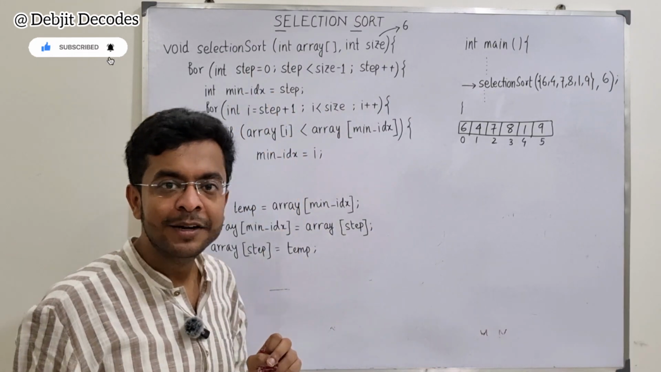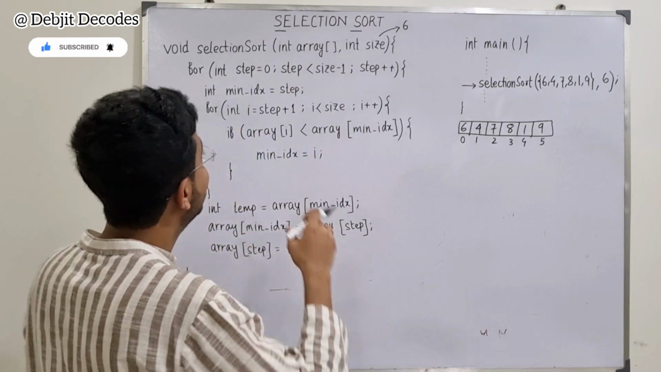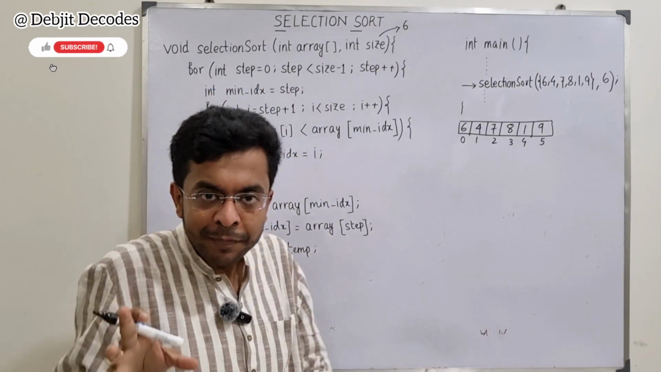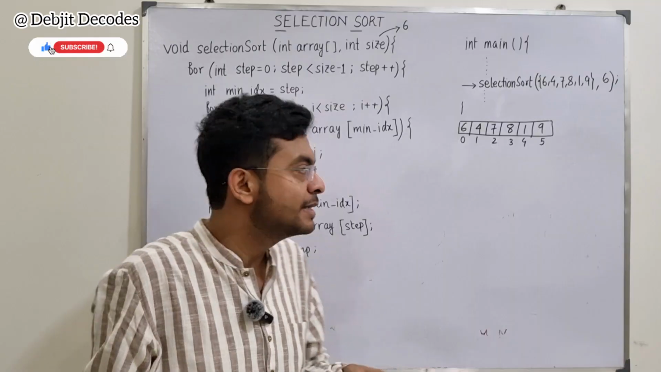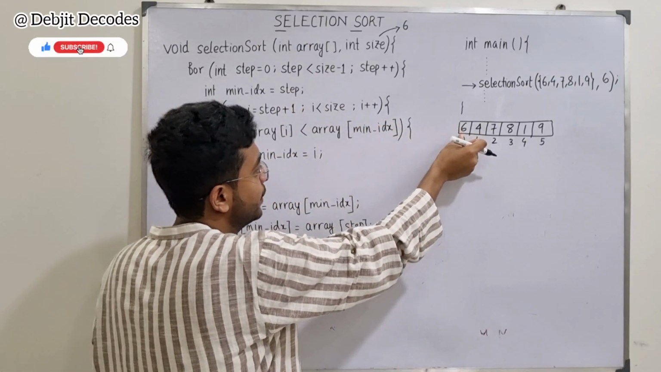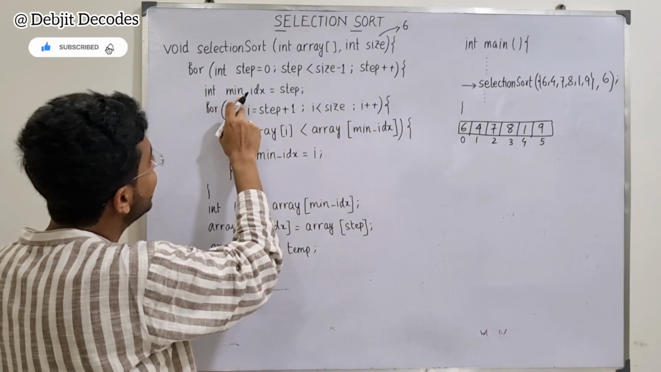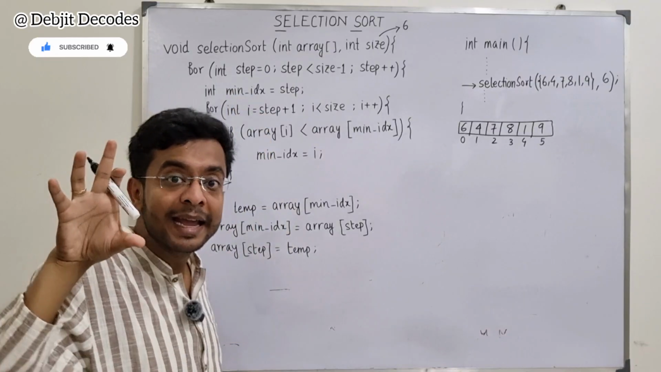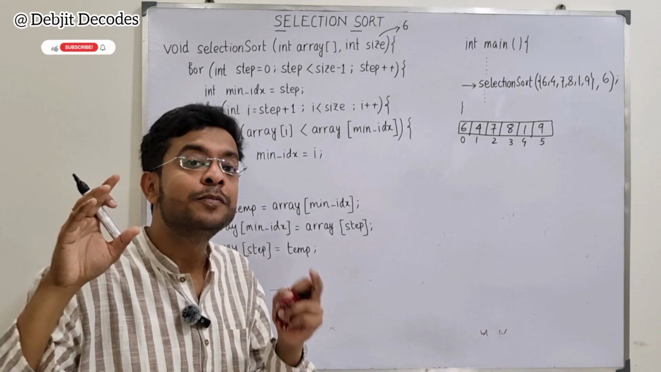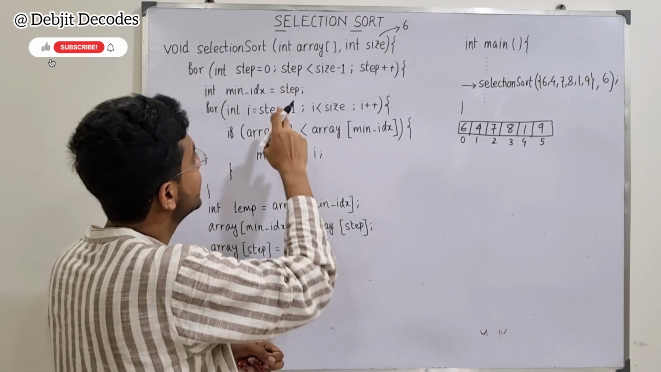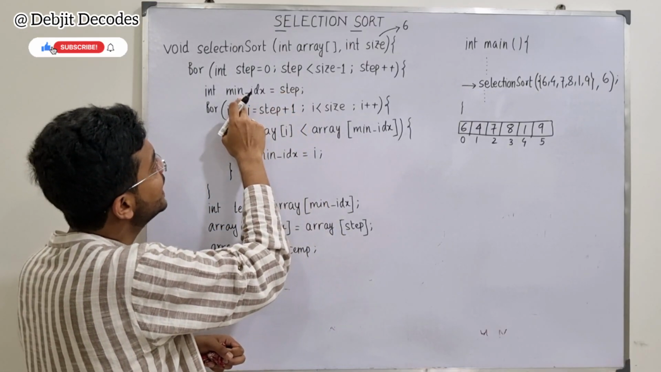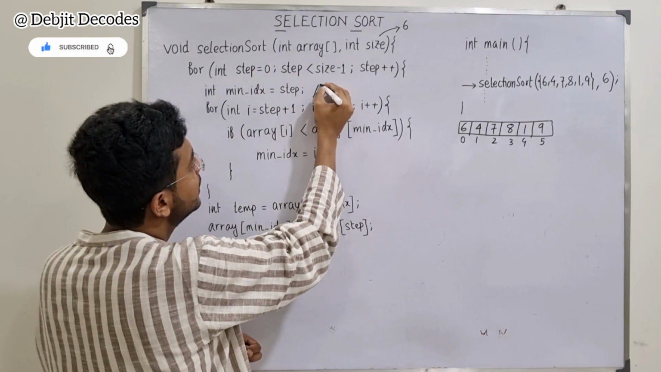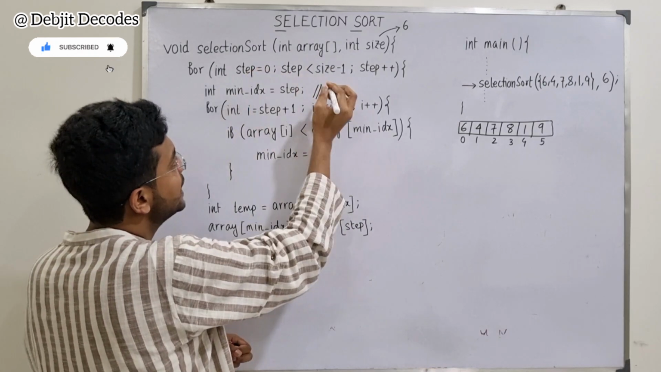And as I have said, what is selection sort actually doing? It is by default saying that the minimum value from that array is present at the first position. So what it is doing, it is saying that the min index, this is not the value, it is saying that the index, minimum index, that is the smallest element's index is at the first index. So it is saying that int min index is equals to step. So what is the min index value here? It is the value of step. So what is the value of step? Equals to 0.